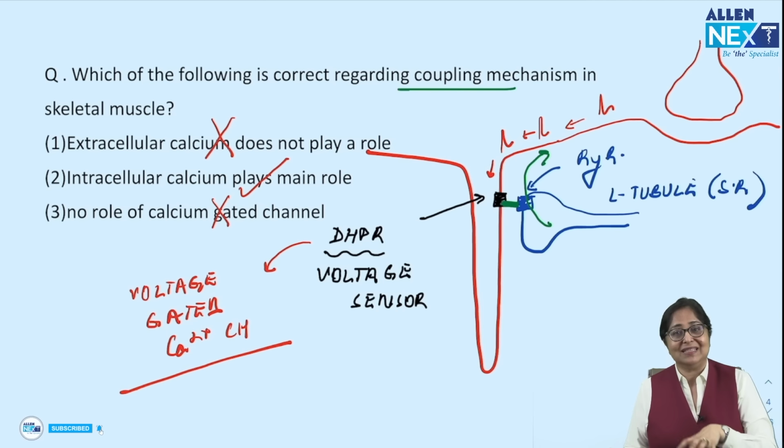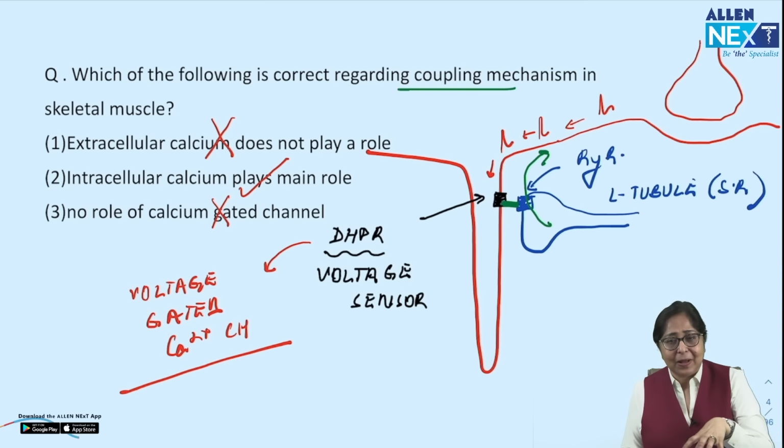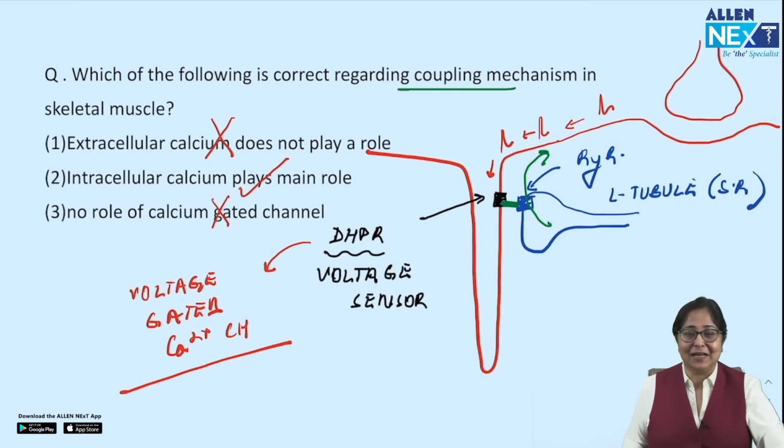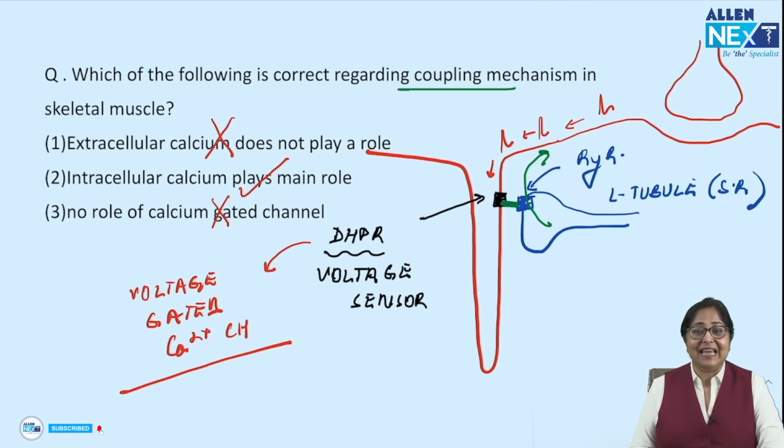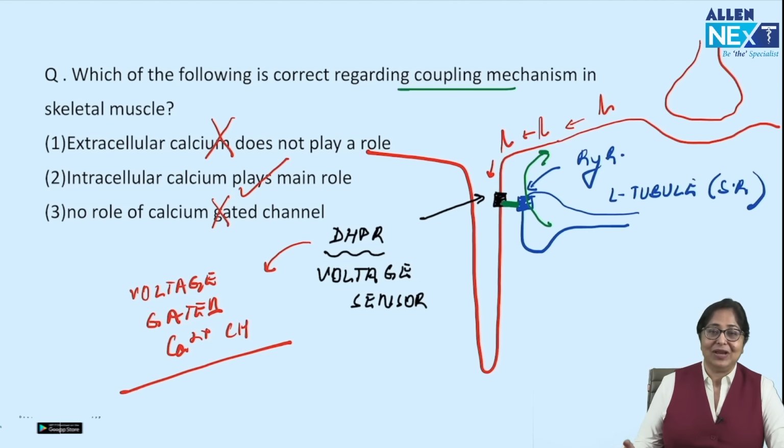Intracellular calcium plays the main role, and that is why calcium channel blockers do not affect the skeletal muscle. Calcium channel blockers will affect cardiac and smooth muscle, because for both, the source of calcium for contraction is ECF. But for the skeletal muscle, the source of calcium is intracellular, the sarcoplasmic reticulum.